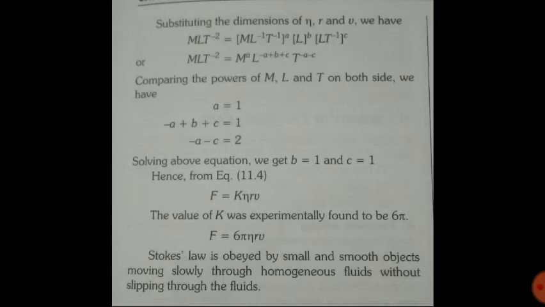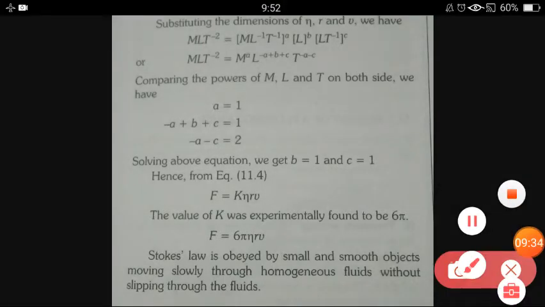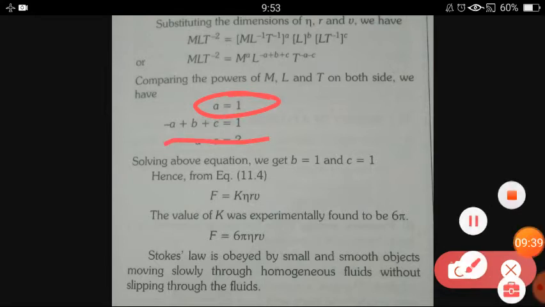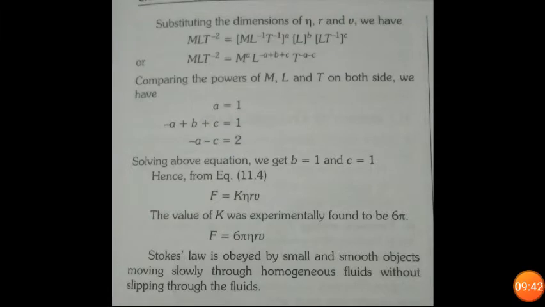Now comparing the powers from both sides. On the left hand side we have M to the power 1, on the right hand side we have M to the power a. So by comparing the powers of M we got a equals 1. Similarly, by comparing the powers of L and T we get minus a plus b plus c equals 1 and minus a minus c equals 2. Now here we already know a equals 1. So here we have got the values of a, b and c.